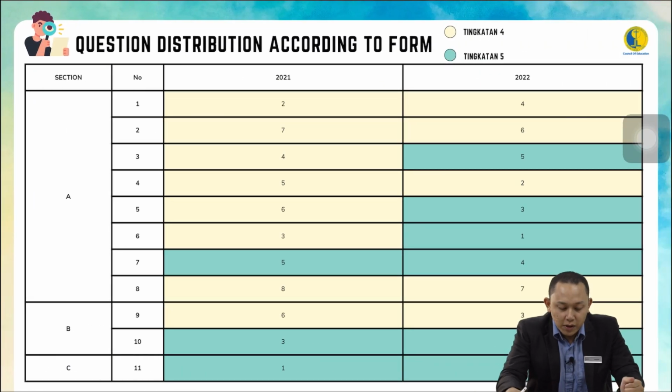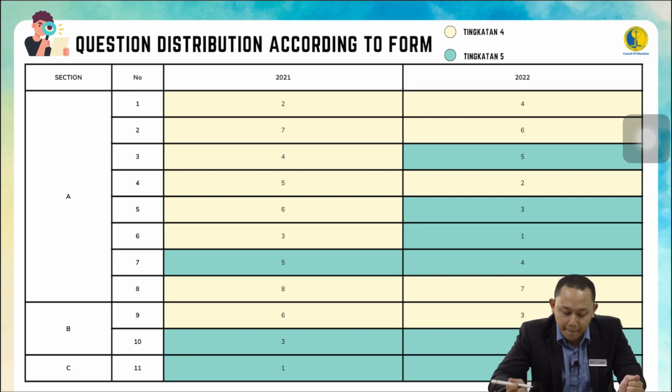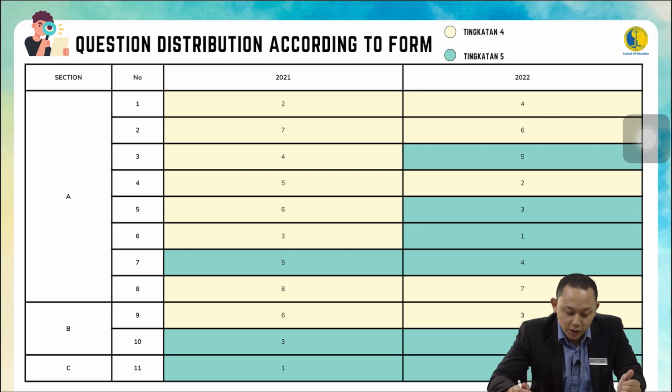So this is the distribution according to the question. I want to highlight the important part for your essay part. Now look at section C. If we can see question 11 for the previous 2 years, both topics were asked from the Form 5 syllabus: 2021 is coming from redox, chapter 1, and last year it's coming from your carbon compound, chapter 2.